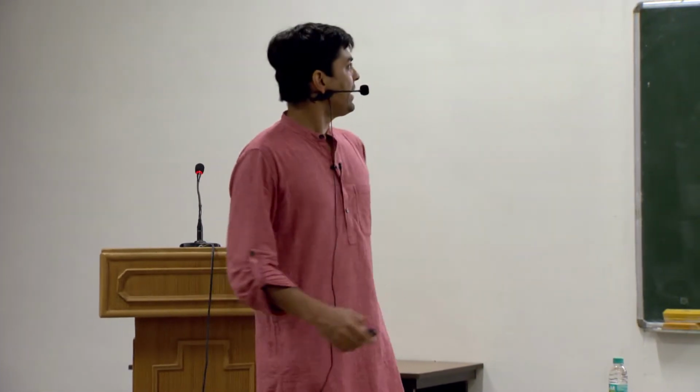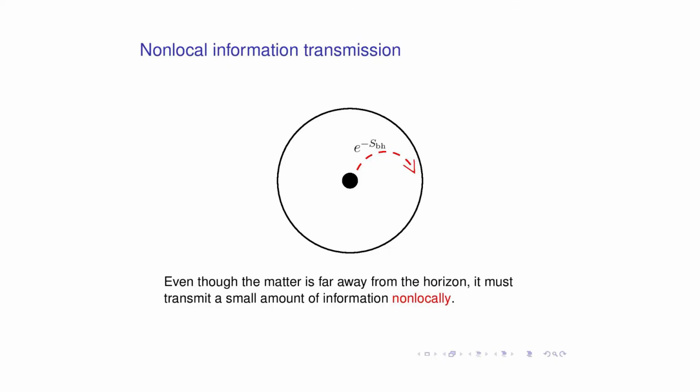Okay? So there's still a puzzle, which is to ask, even if you say that there are delicate correlations which can preserve information, how are these delicate correlations formed if Hawking radiation really emerges from the vacuum? And that leads to another interesting answer, and the interesting answer is that in fact, even though the matter is far away from the horizon, there have to be small non-local effects that transmit information from the matter to the horizon.